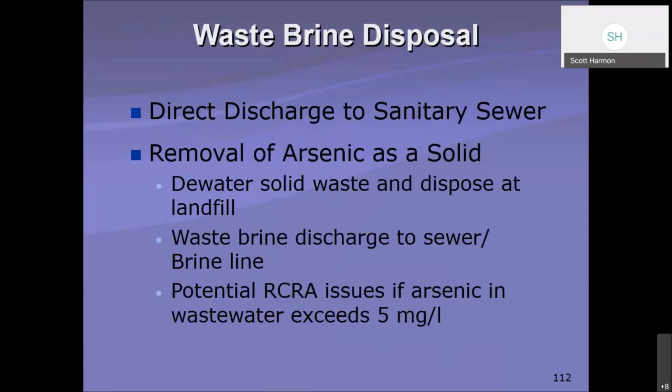So there's a limit for the arsenic in wastewater. You can't have over 5 milligrams per liter. If you do, you probably cannot use the wastewater. You probably could not dispose of it directly to your wastewater facilities. So just things to keep in mind for the brine disposal. And it can be costly, particularly if you're over that 5 milligrams per liter. You're not going to be able to use the sewer. You're probably going to get charged significantly more to get rid of that brine. Some type of secured landfill situation.